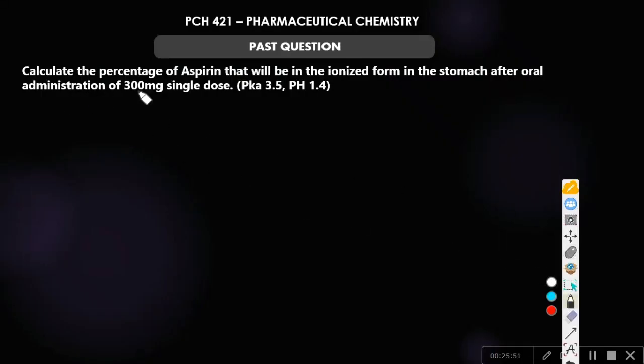The question says, calculate the percentage of aspirin that will be in the ionized form in the stomach after oral administration of 300 milligram. Every one of us here knows that aspirin is a weak acid, acetylsalicylic acid, as the name says. Now, how do you first ascertain if they actually want you to use the acidic formula or the basic formula?